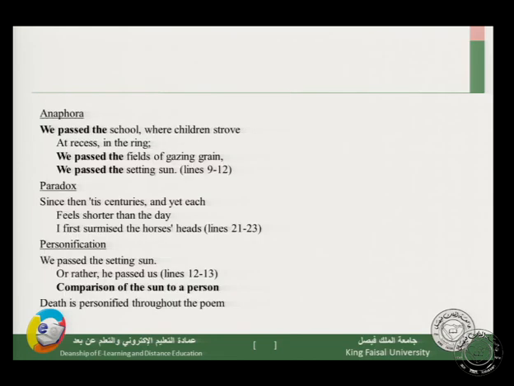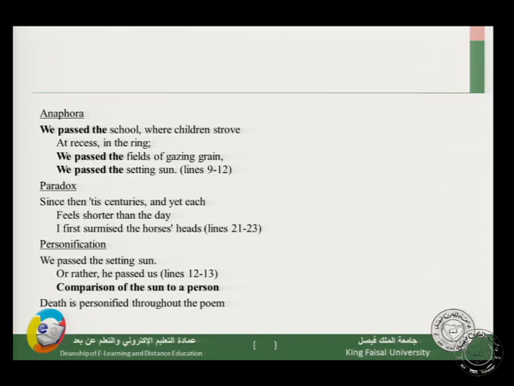Next is also important, anaphora. Another example of anaphora. Here we talked about anaphora, and here we said it's the repetition of a word or a clause in successive lines, two or more. Okay, we passed the fields, we passed the setting, we passed the. This is an example of what? Anaphora.